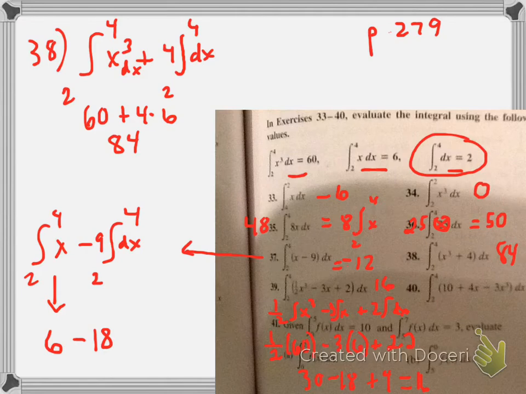So similarly, you can break it up. I don't have enough space down here. You can break up number 40 into parts: 10 dx plus 4x minus 3x cubed, and plug in those numbers.